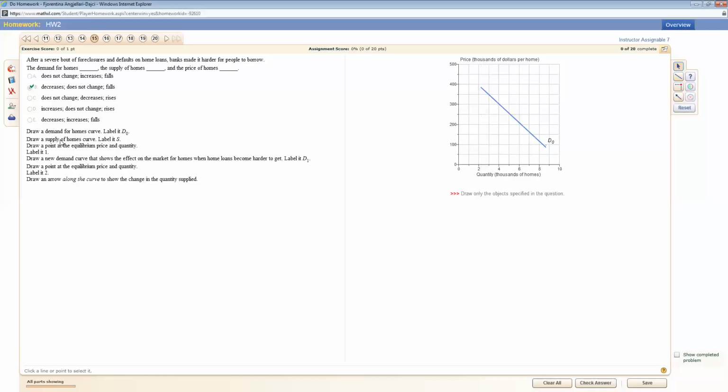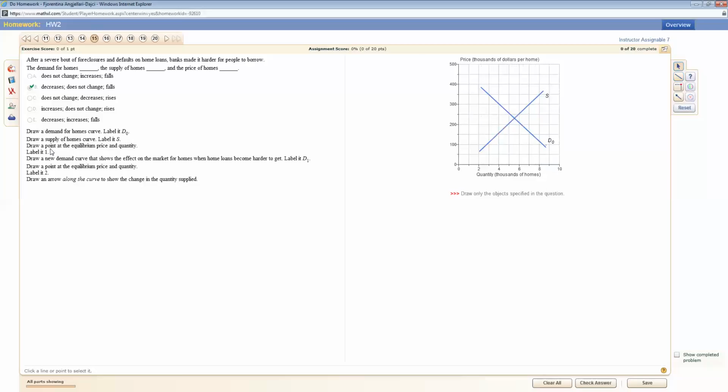And next, you're going to draw a supply curve and label it S. So you're going to, again, use the line tool. You're going to click with your cursor and drag the cursor into the diagram. You're going to draw an upward sloped supply curve, and you're going to label it S.